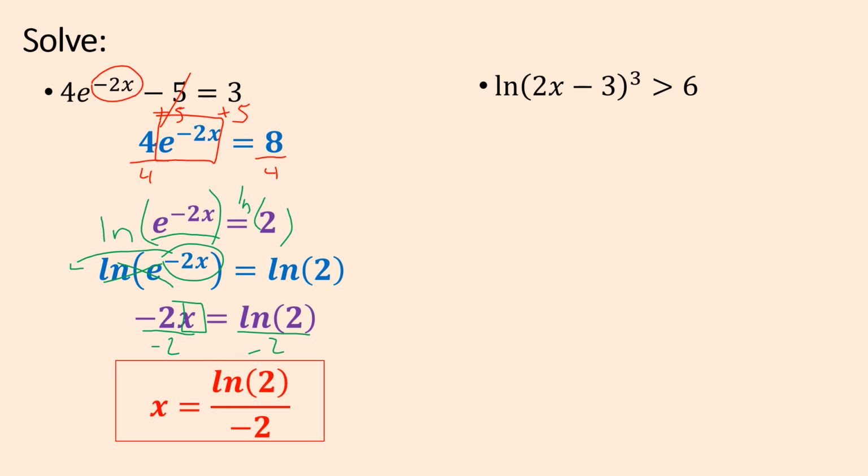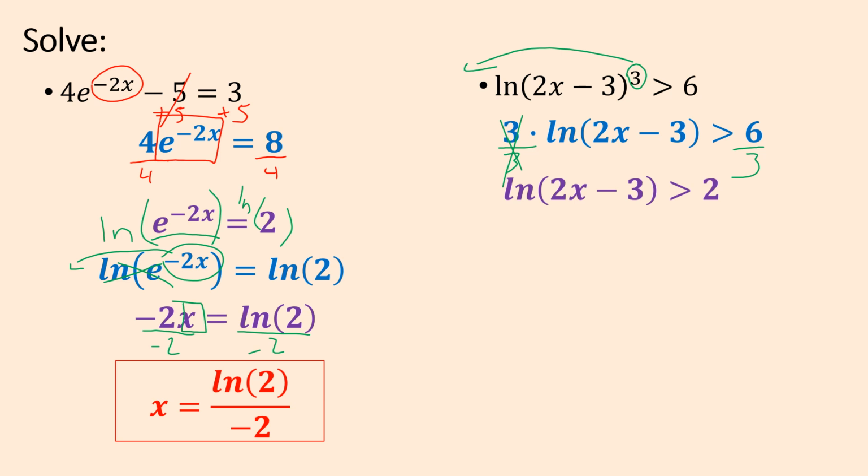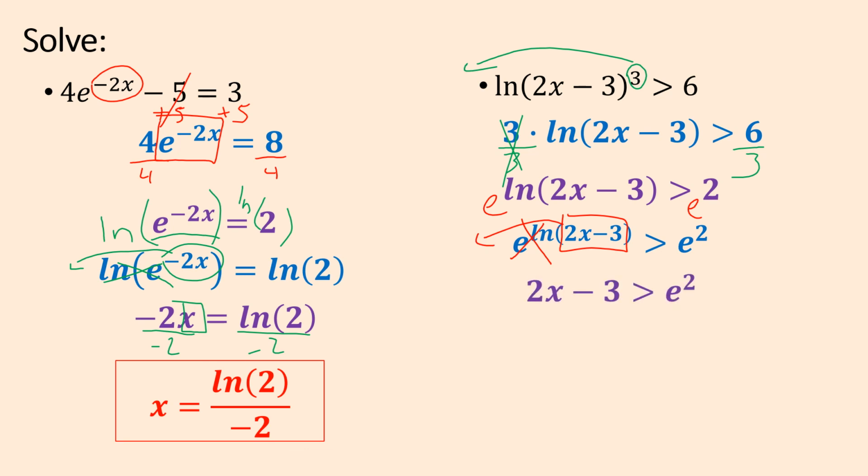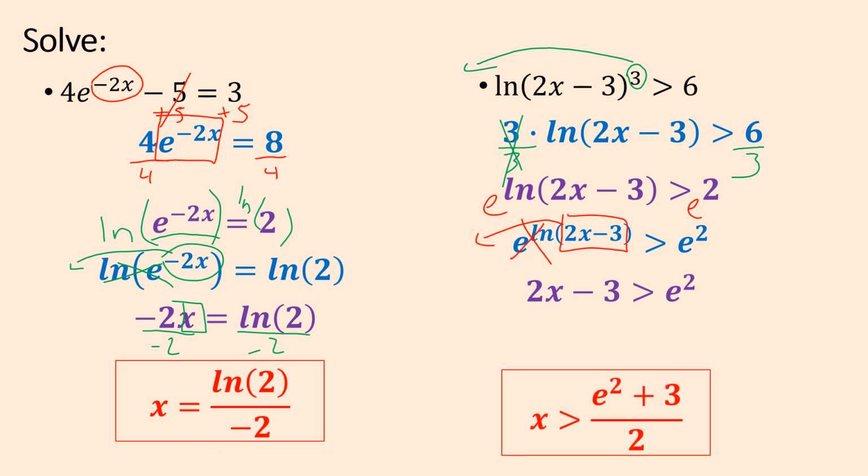All right, this next one, natural log of 2x minus 3 to the third power is greater than 6. Let's say we take this and move it out front to start. 3 times natural log of 2x minus 3 is greater than 6. Get rid of this 3. Cancels. On the right, we have 2. Now we have a natural log all by itself, with a number on the other side. We can take each of these and put them as exponents on that base e function. These guys are opposites. This is going to come out front, and we have 2x minus 3 is greater than e squared. Add 3 to both sides, divide by 2, and we get our answer.